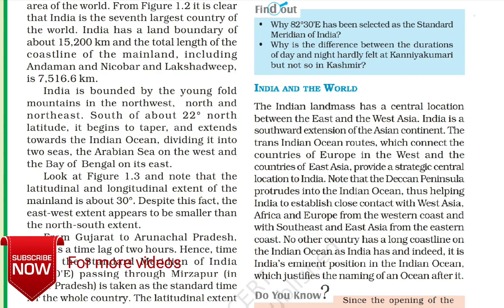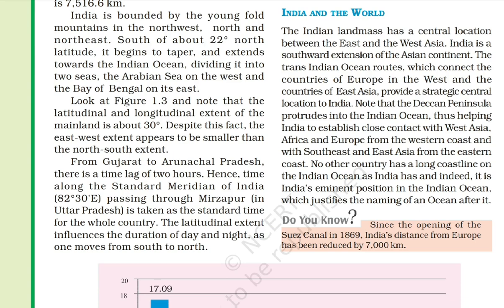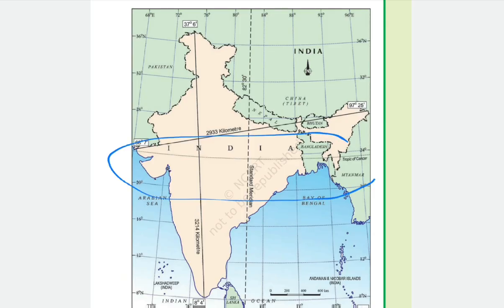India has a land boundary of about 15,200 kilometers and the total length of the coastline of the mainland is 7,516.6 kilometers. India is bounded by young fold mountains in the northwest, north and northeast, which are the Himalayan mountains. South of about 22 degrees, the land begins to taper and extends towards the Indian Ocean, which essentially cuts the ocean into two as the Bay of Bengal and the Arabian Sea respectively.